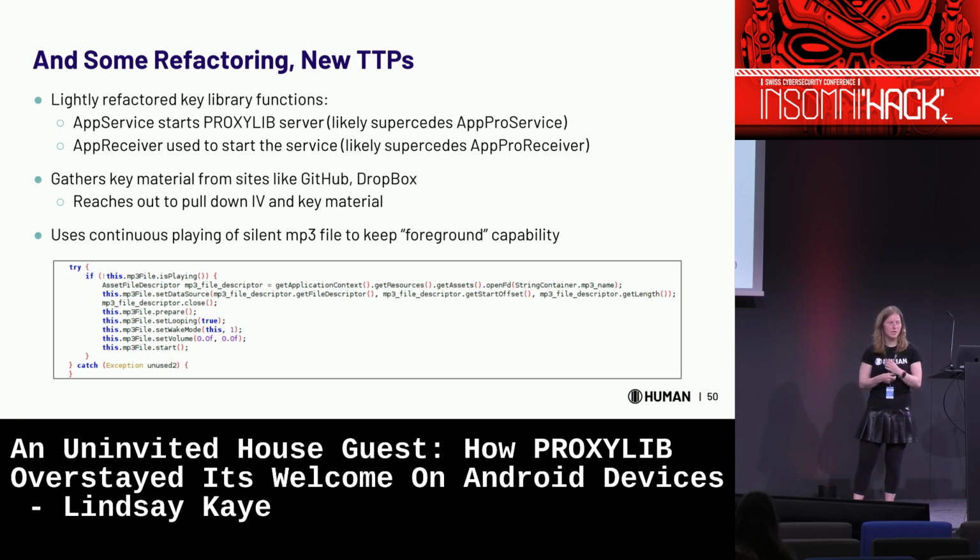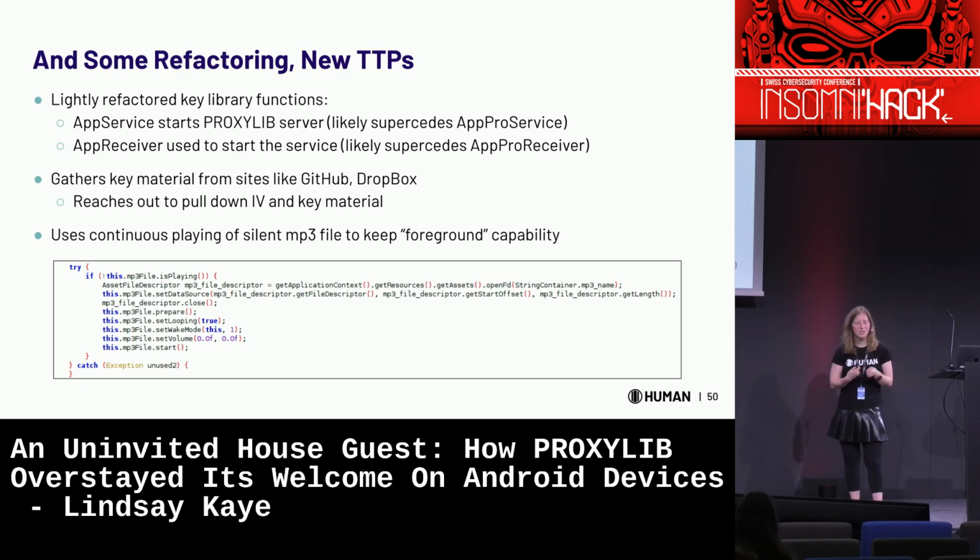Now, to do any of the decryption of the CGU communication, what they did was they gathered key materials from different, openly accessible sites that are sometimes victimized by malware. So things like GitHub and Dropbox are a couple examples there. And that's where it reaches out, pulls down the IV and key material that it uses.